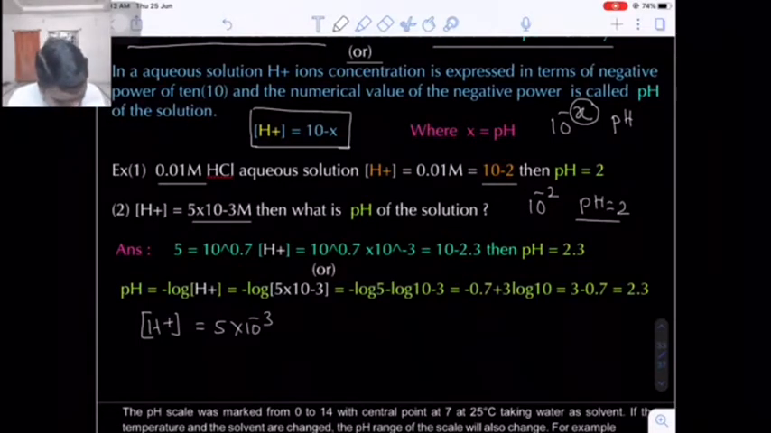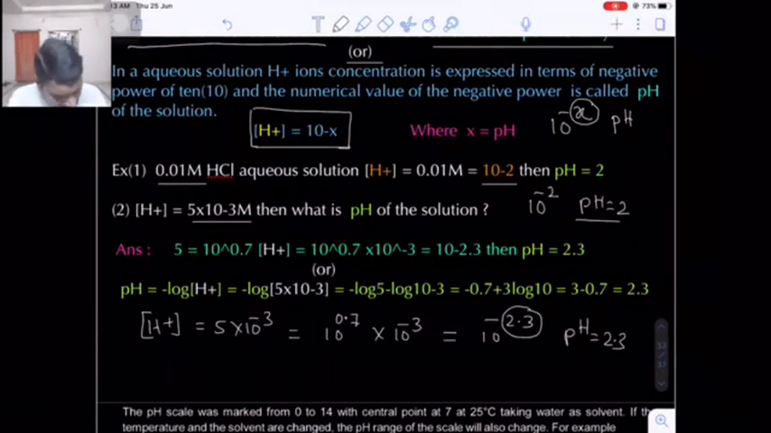Okay. Now 5 is nothing but 10 to the power 0.7 approximately. Now into 10 to the power minus 3. Bases are equal, so powers must be added. So 10 to the power minus 2.3. The numerical value of the power is 2.3. This 2.3 is nothing but the pH of the solution. Otherwise, you have one more method.